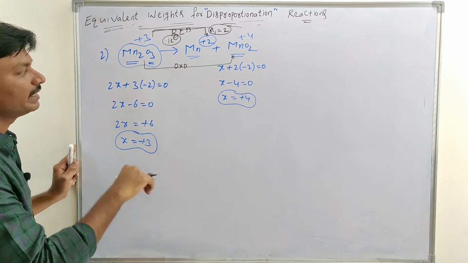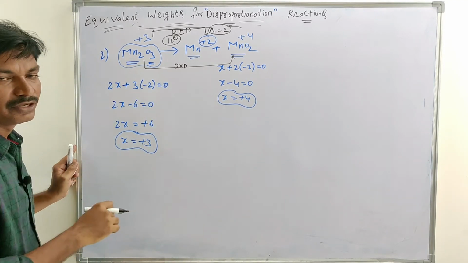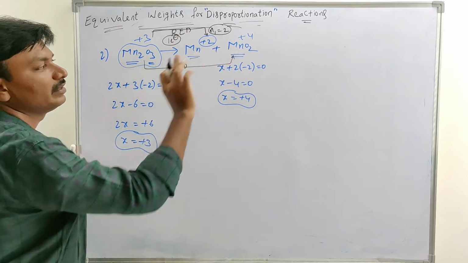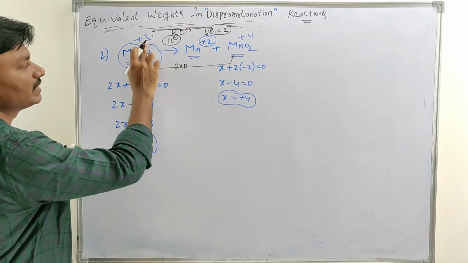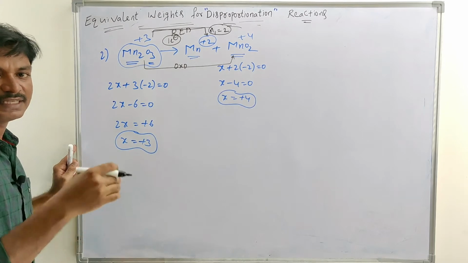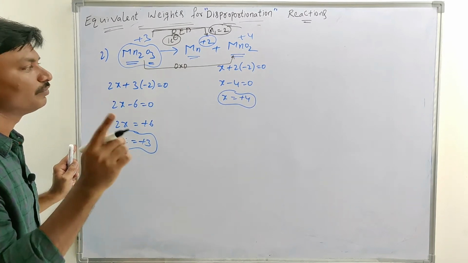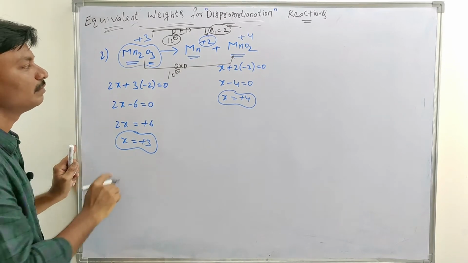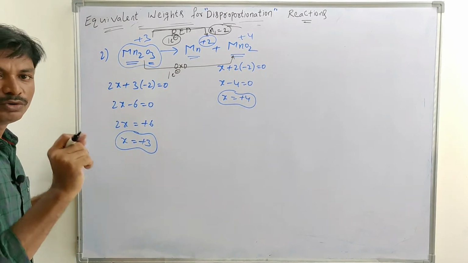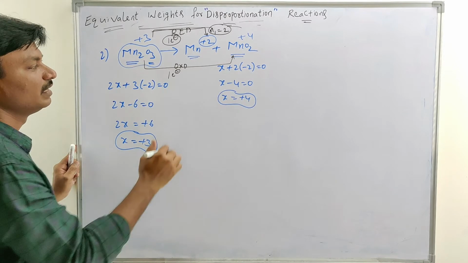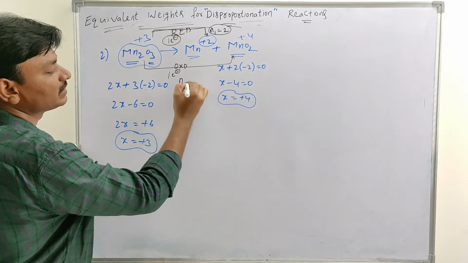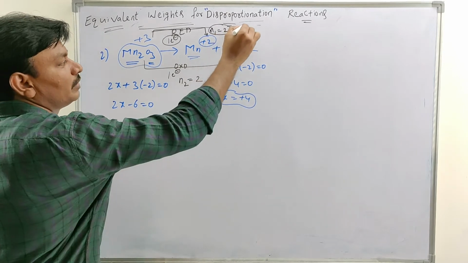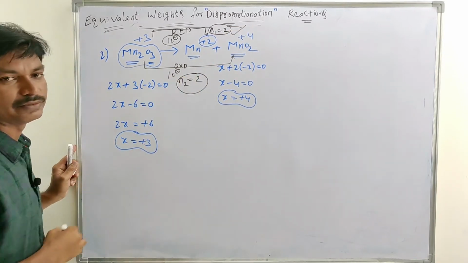Similarly, in the second case, only one electron is involved between Mn2O3 and MnO2. Here it is plus 3, here it is plus 4. The oxidation number is increasing, that is releasing only one electron, one electron of a single manganese. But in Mn2O3, 2 manganese atoms are present. That's why the total electrons involved in the second case equal 2. Clear? Here N1 equals 2, here N2 equals 2.